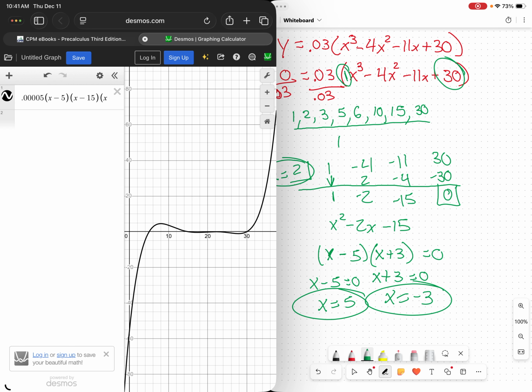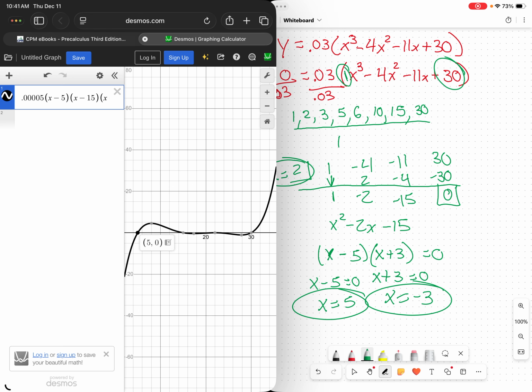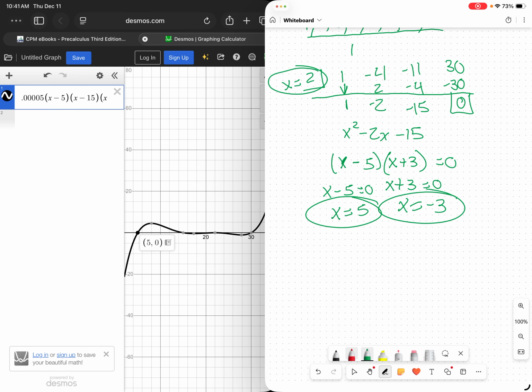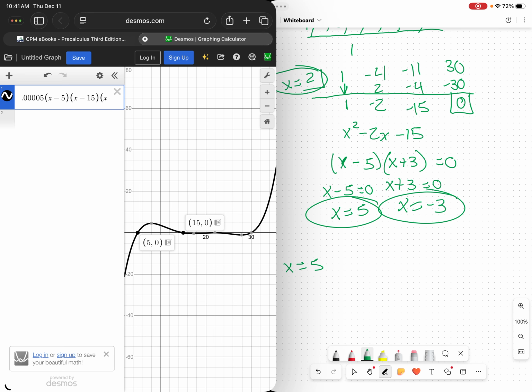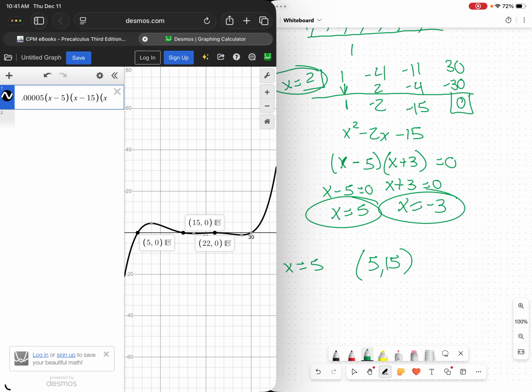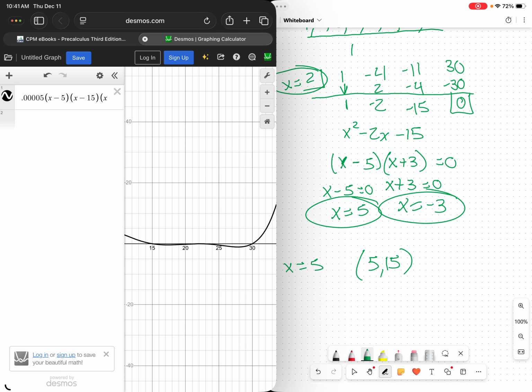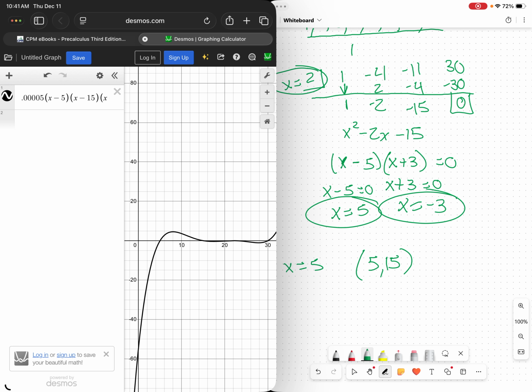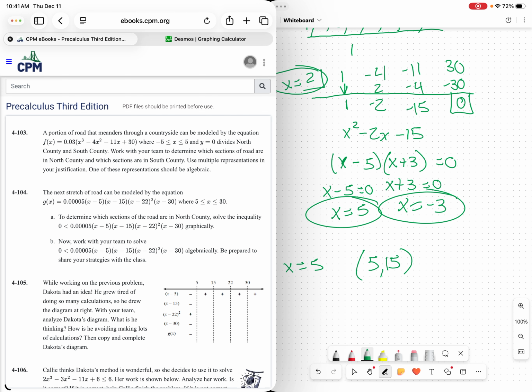Okay, so if we're looking at this, we're looking at where it is greater than 0. Let's look at these zeros. So we got a 0 at 5, and it goes all the way to 15. So 5 to 15 is going to be greater than 0. 15 to 22 is less, looks like. But it's also less all the way to 30. So really 5 to 15 is our only greater than, okay?